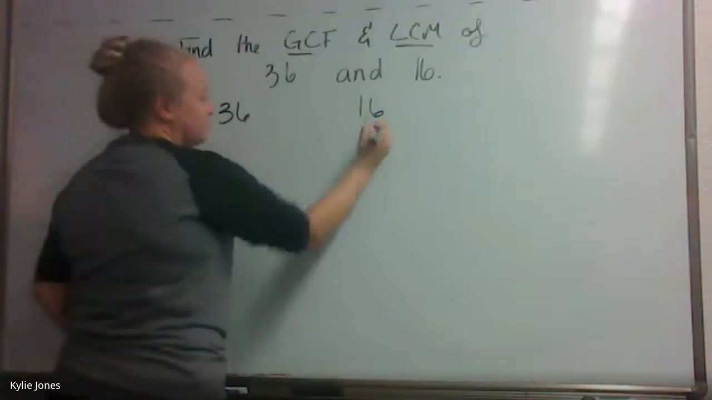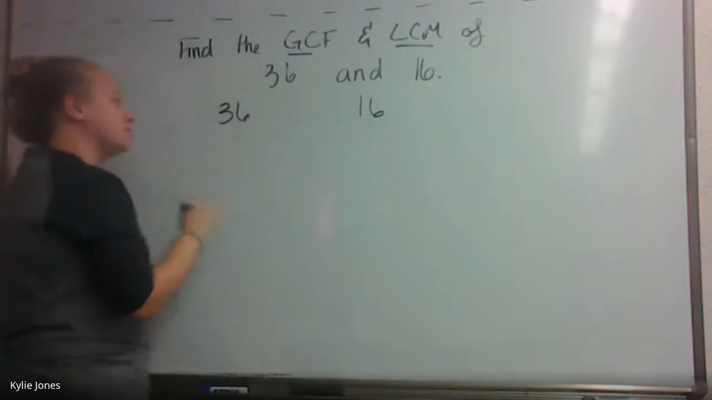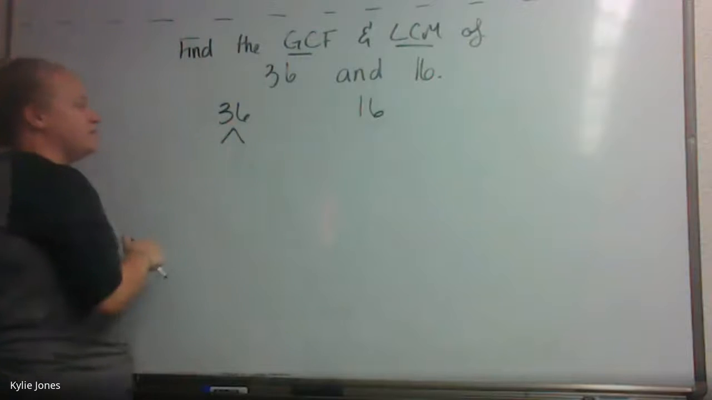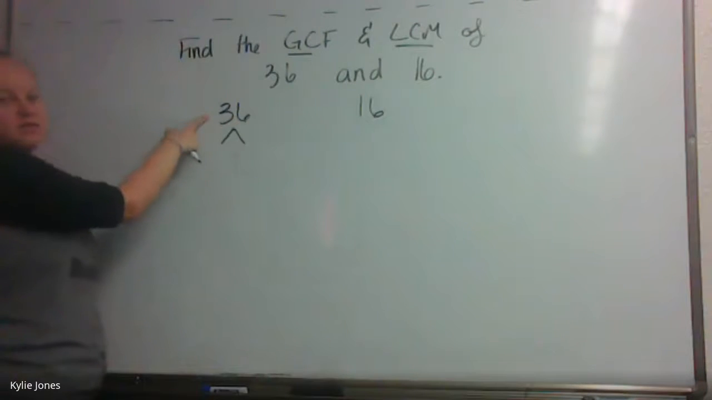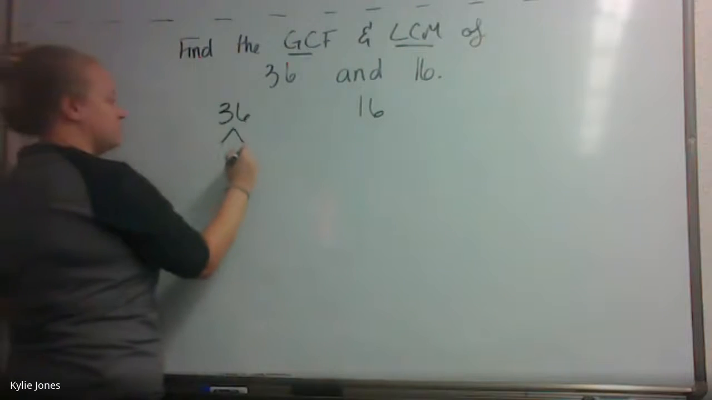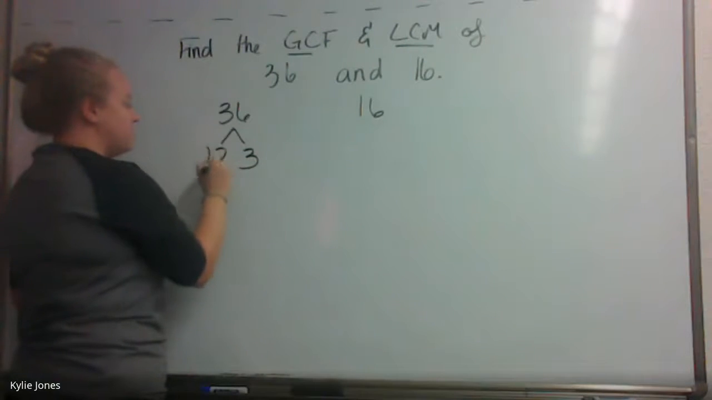You have to find a pair that can multiply into it. Good, 12 and 3. Okay, we're going to do our prime factorization, or a factor tree, that's what it's called sometimes. So John said we're going to see what multiplies into 36. The factors of 36, he said 12 and 3. So I'm going to write 3 and 12.